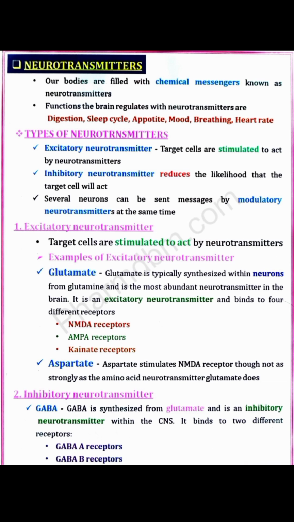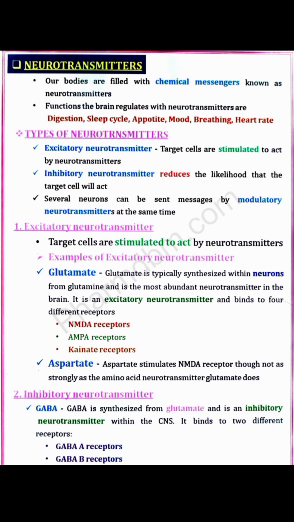Examples of excitatory transmitter: glutamate. Glutamate is typically synthesized within the neurons from glutamine and is the most abundant neurotransmitter in the brain. It is an excitatory neurotransmitter and binds different receptors: NMDA receptor, AMPA receptor, kinase receptor. Aspartate stimulates the NMDA receptor though not as strongly as the amino acid neurotransmitter glutamate does.